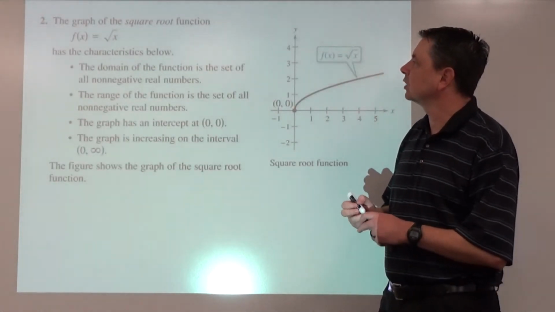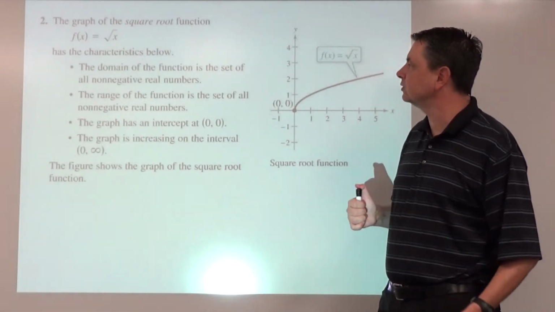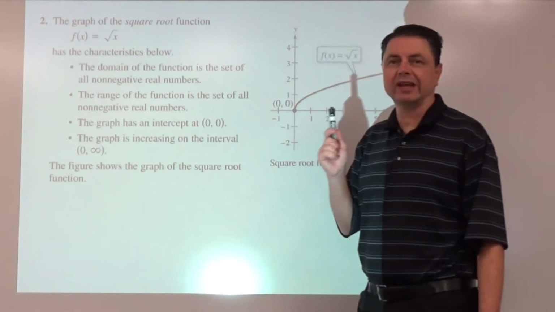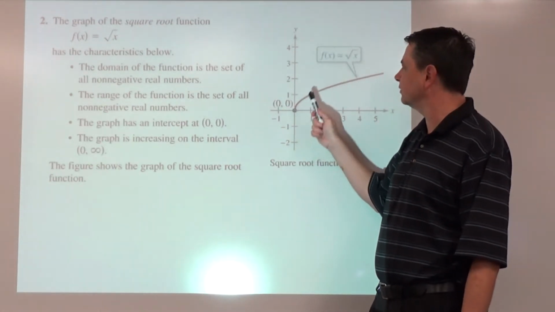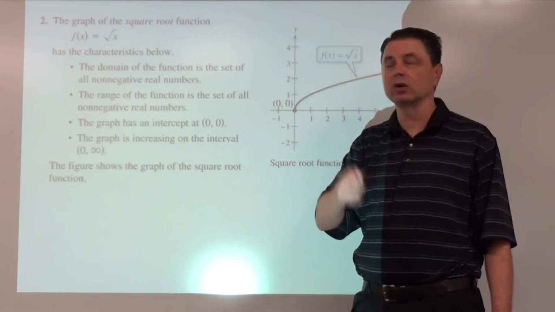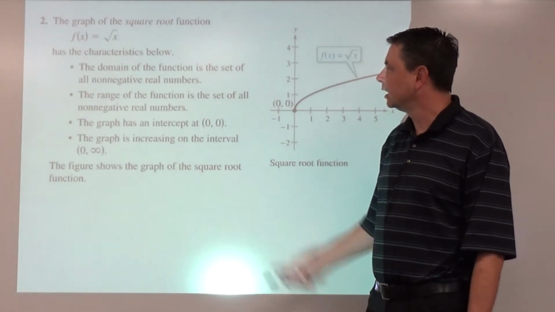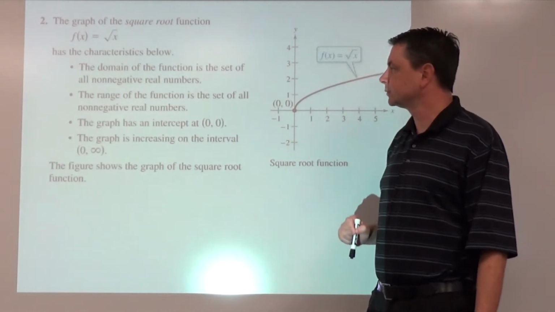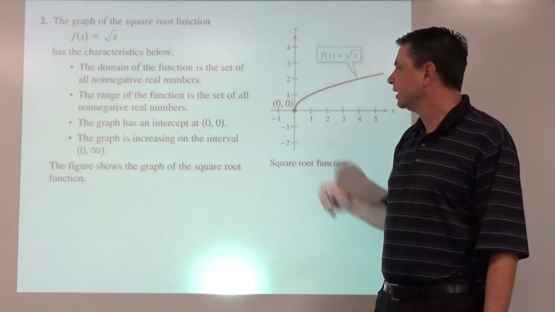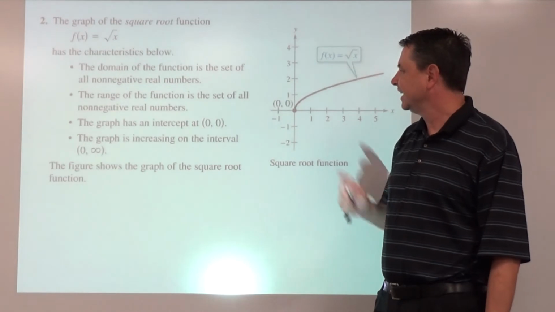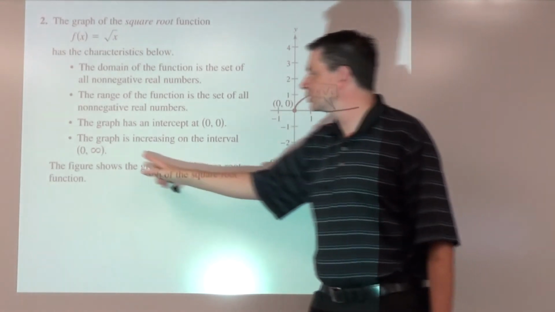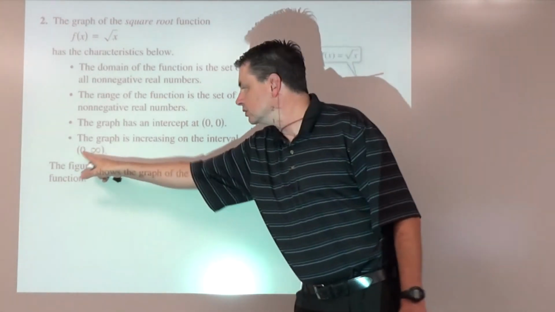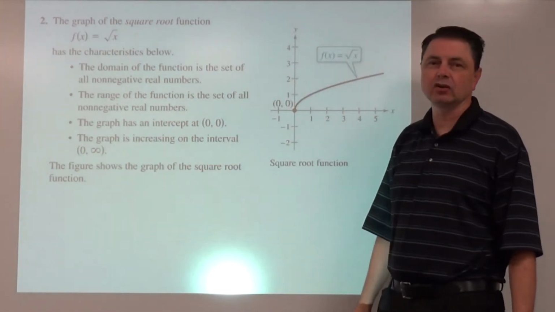All right, so characteristics about the square root function. The domain is positive numbers and 0, so non-negative, from 0 to infinity, bracket 0, infinity, parentheses. Range, kind of the same thing, 0 and going up, so non-negative real numbers there. Intercept at 0, 0. It's increasing throughout. Remember, for increasing and decreasing constant, we always use parentheses. So 0 to infinity is where it is increasing.